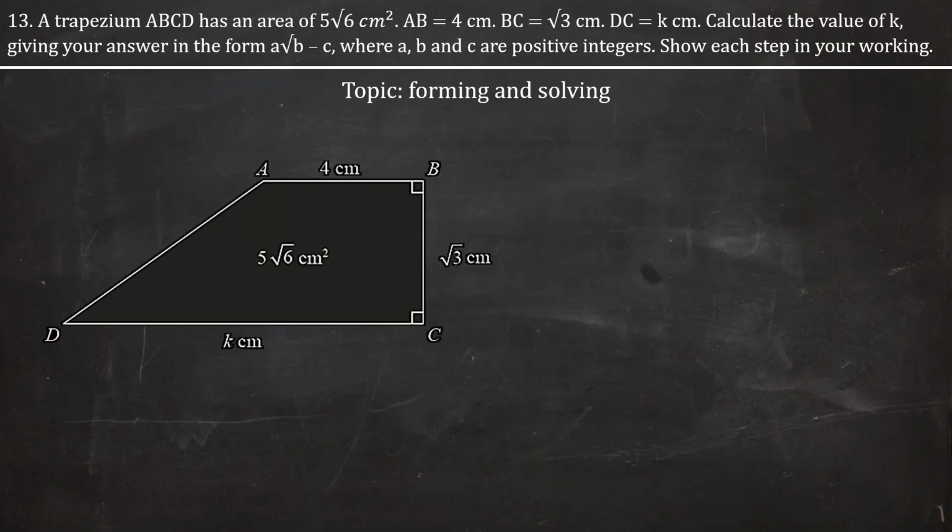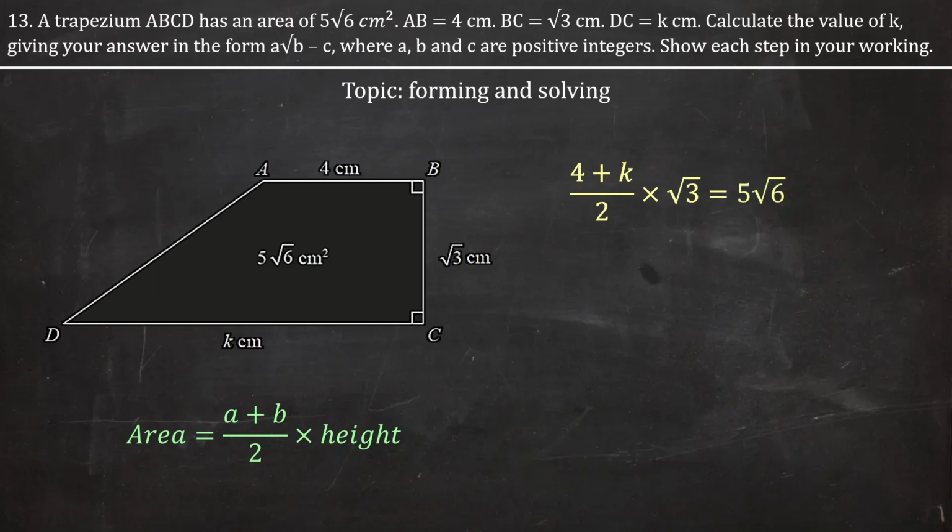Question 13, a forming and solving question, kind of involving area of a trapezium. So first things first, area of a trapezium is a plus b over 2 times the height, where a and b are the parallel sides. In this case, AB and DC. Let's do some substitution. So first, 4, which is the first parallel side, plus k, the other parallel side, over 2 times the height, which is root 3, has to be equal to 5 root 6.